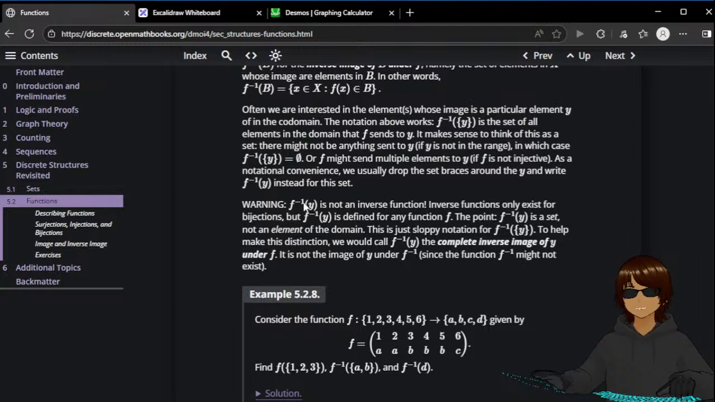But people usually represent this to be the inverse, right? If the bijection exists.